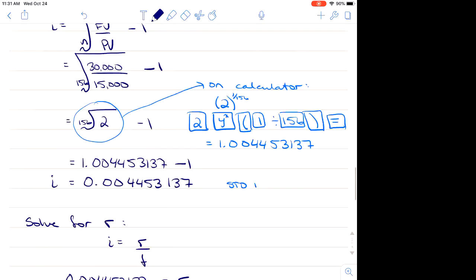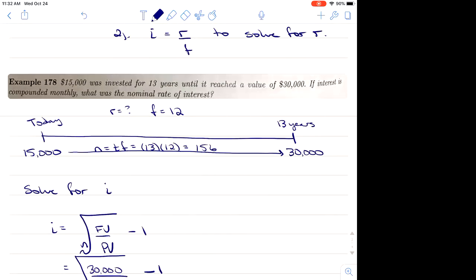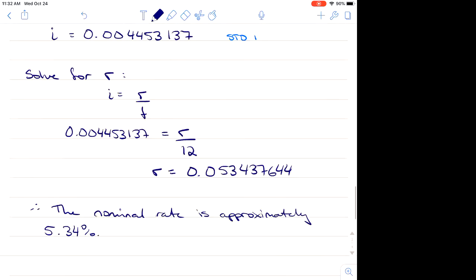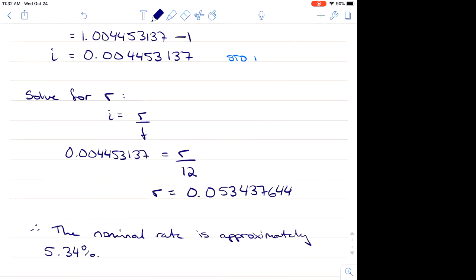Did I do time? I have time is 13. Did I use it though? 13 times 12, 156. Yeah, so time is 13. But I is R over F. So that's the one you'll want to use.